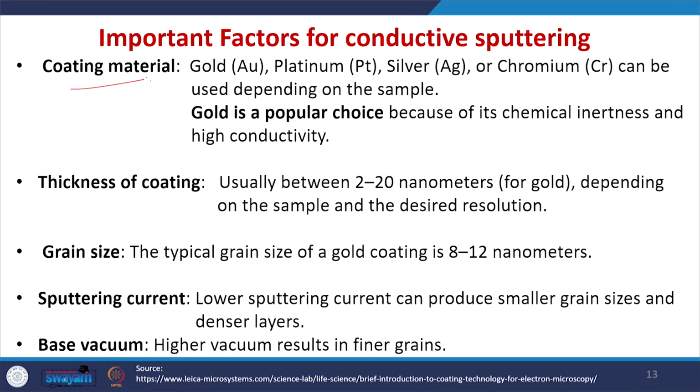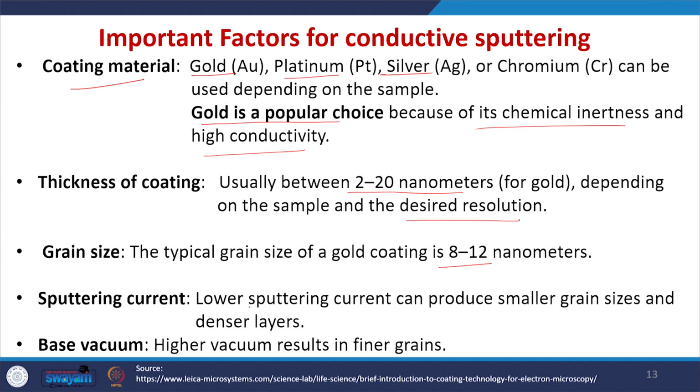Let us see some of the important factors for conductive sputtering. The first one is the coating material. We can use gold, platinum, silver or chromium, depending on your sample. Gold is the popular choice because of its chemical inertness and high conductivity. And the thickness of the coating also plays a very important role. Usually it should be between 2 to 20 nanometers and it depends on the sample as well as your desired resolution. And the grain size of the gold coating should be in the range of 8 to 12 nanometers.